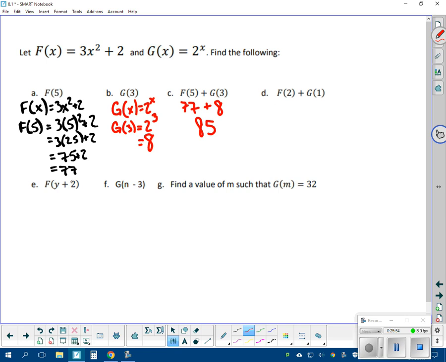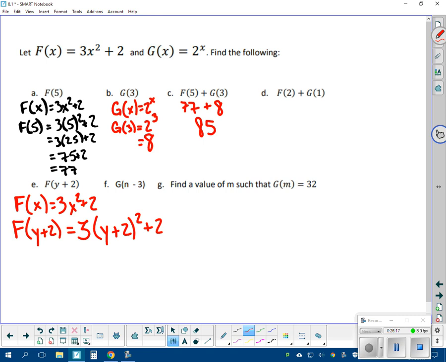I'm going to skip D for a second, go down to E. Sometimes what they ask you to plug in isn't a single number, it's a whole expression. That's okay, we can do that. So f of x is 3x squared plus 2. So f of y plus 2 means I'm going to take the x out and I'm going to replace it with y plus 2. Use parentheses.